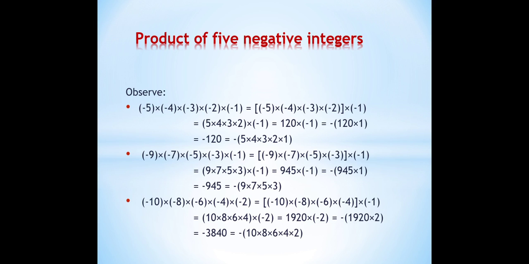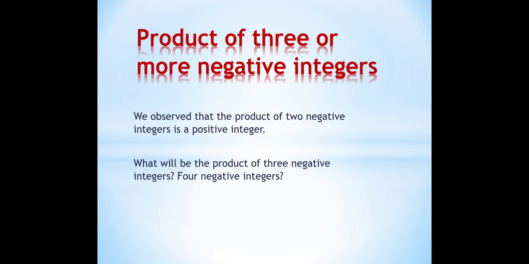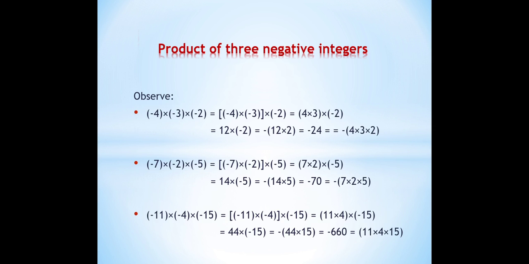So in this case we have seen that when we are given 5 negative integers, minus 5, minus 4, minus 3, minus 2, minus 1, we put a minus sign before and multiply them as whole numbers. So what we can see is that when we are given 3 negative integers, we put a minus and multiply them as whole numbers.